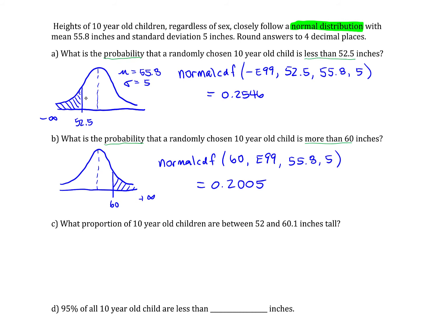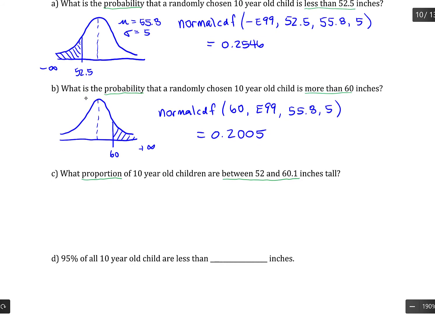What proportion of 10-year-old children are between 52 and 61 inches tall? A proportion is just another way of asking for a percentage, which we interpret as a probability. And this is between two values. To do a between probability, you don't really need to sketch it out, but I'll show you here.